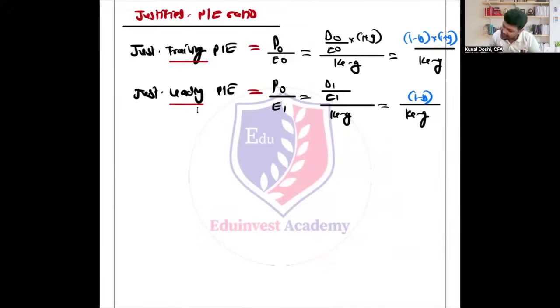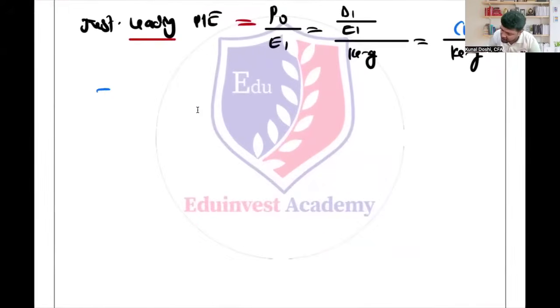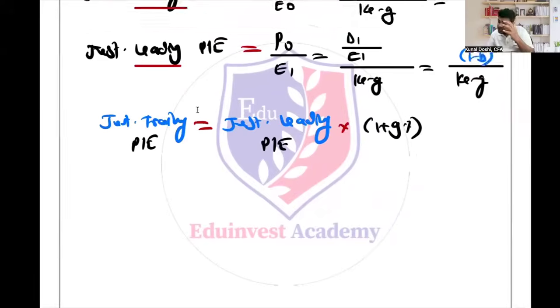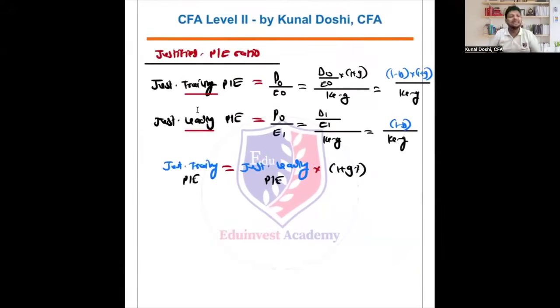Correct. So when I say the justified trailing, what is the relationship? Justified trailing PE ratio and justified leading PE ratio. What is the difference between the both? It's the leading PE ratio in which I will add the component of growth, isn't it? So when I multiply the leading PE ratio with growth, it becomes a justified trailing PE ratio. Is that clear with the PE ratio? Got it, everyone?